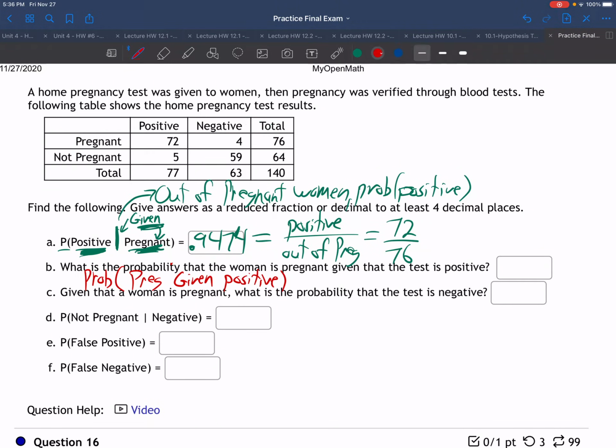So now what are we talking about? You always got to start with what's given. That limits the field. This is what you know for sure, that you grabbed a woman with a positive test result. That would be these people. These are all the women with a positive test result. So the given, notice, tells the denominator. Like the last one, it was pregnant. In this one, the denominator will be positive, which is the 77.